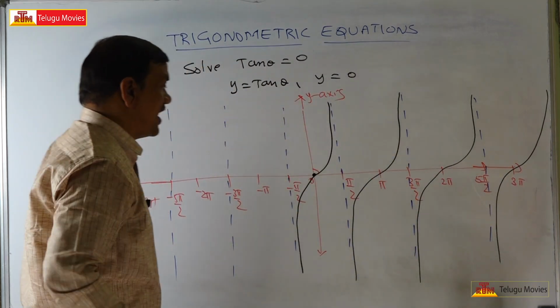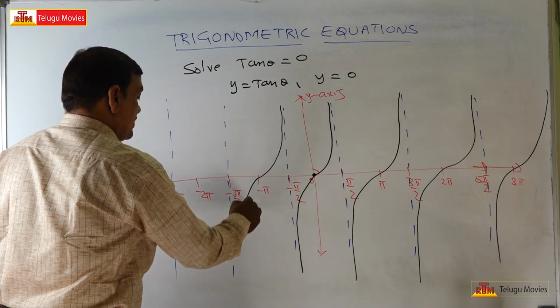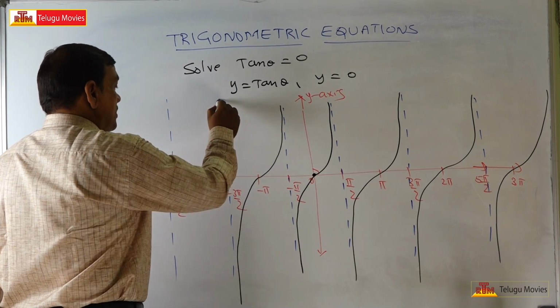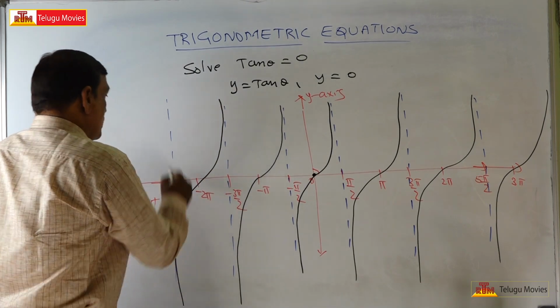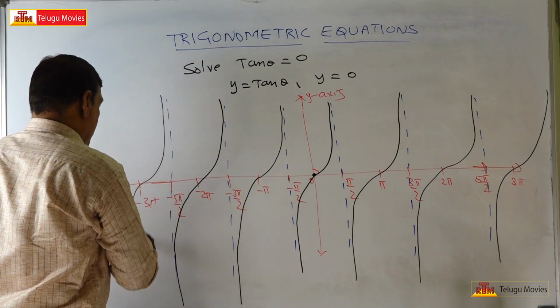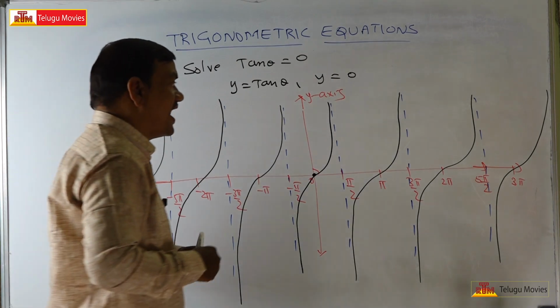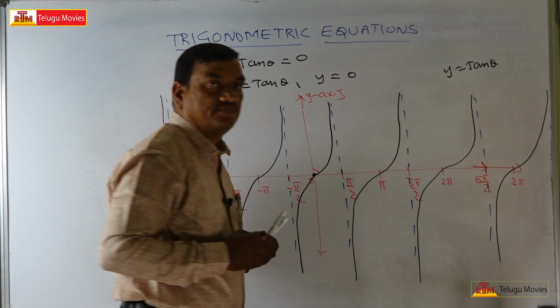Coming to this negative direction, tan of minus pi by 2 is not defined, tan minus pi is 0, tan of minus 3 pi by 2 is not defined, and then minus 2 pi, and so it goes on like this. So this is the graph of y equals tan theta.